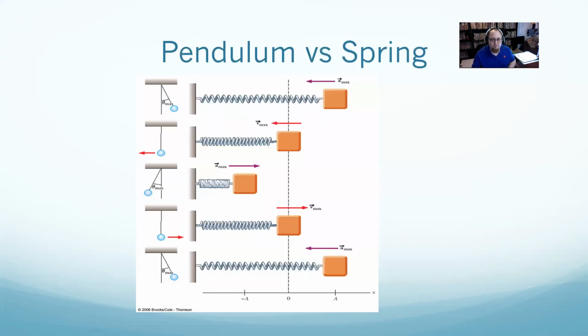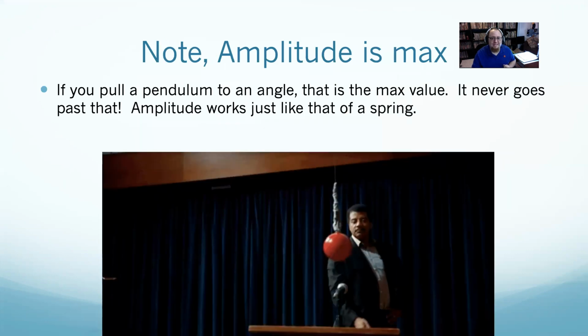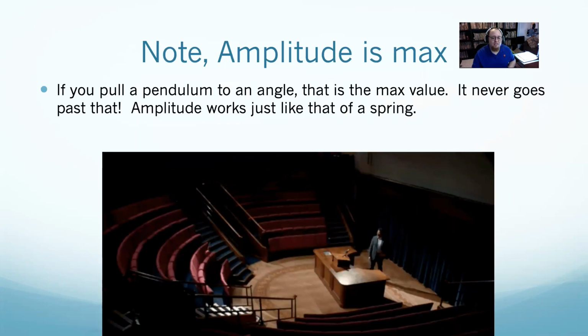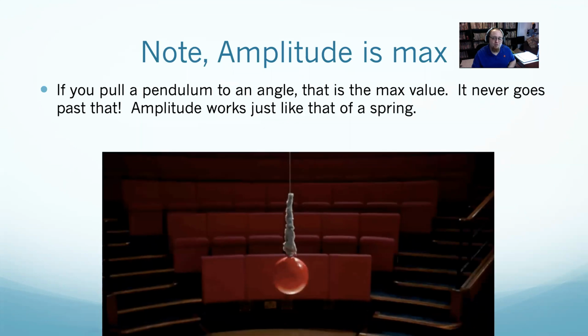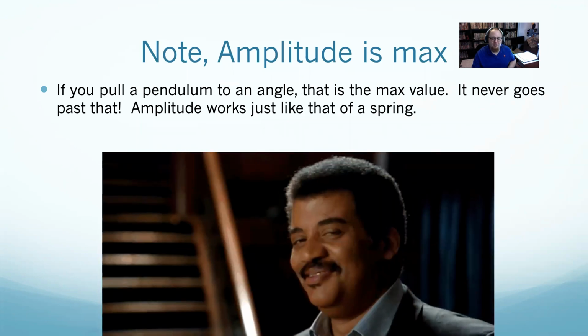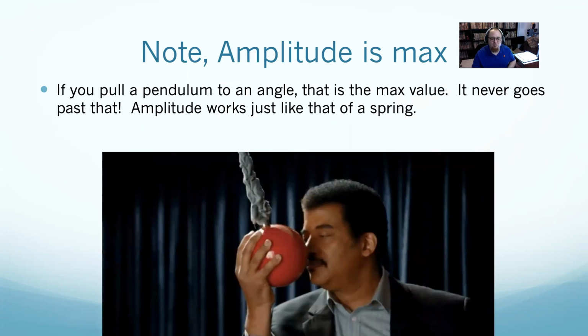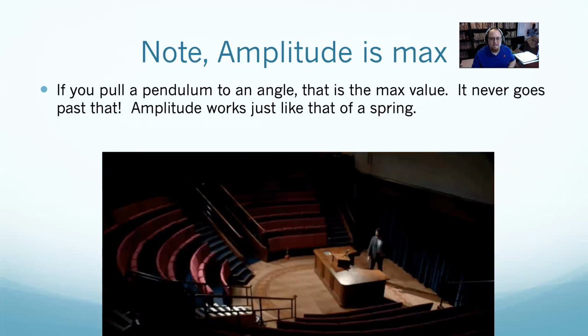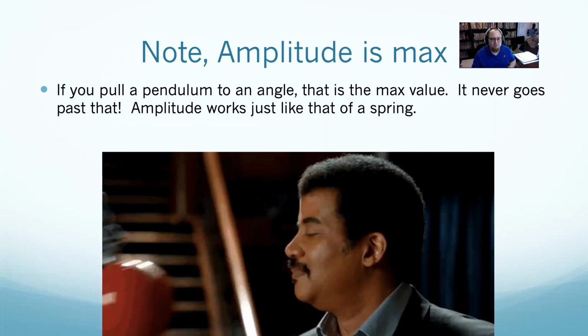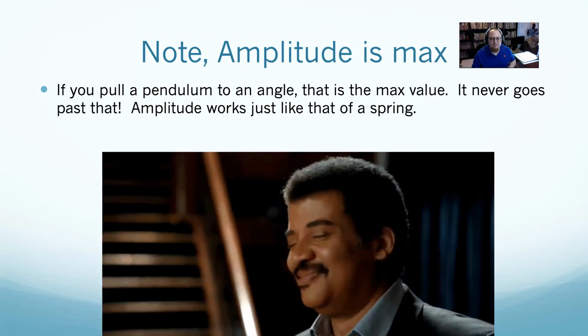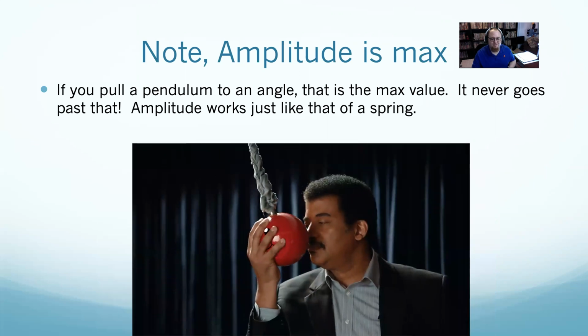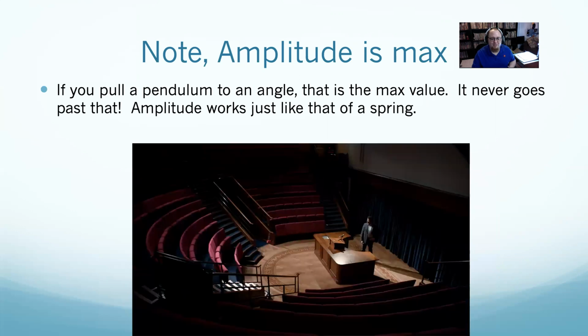Now note, amplitude is the maximum it goes. If you set a pendulum going, it'll never go further than the amplitude. If you take this thing and start with it right up against your nose, let it go, let it come all the way back, it'll come right back to your nose. I like this version of this. Someone animated it. Amplitude is the max. It can never go further.